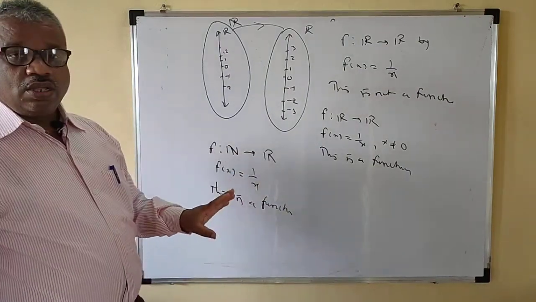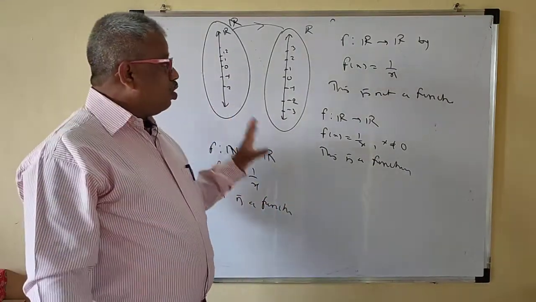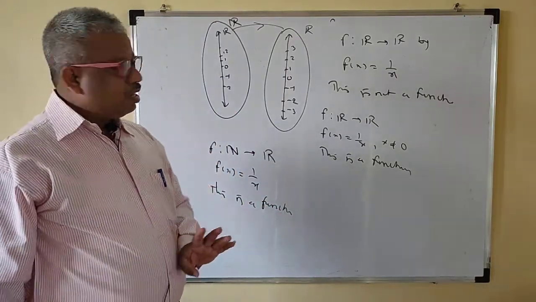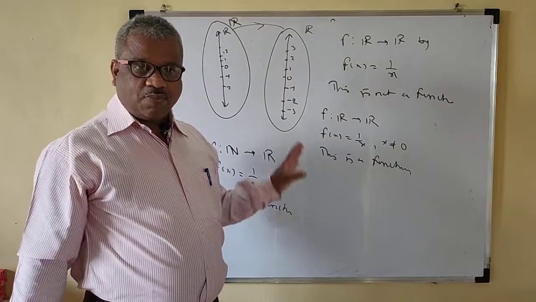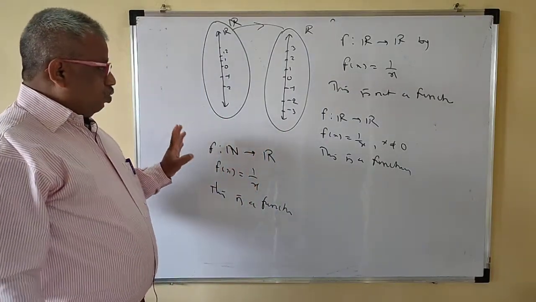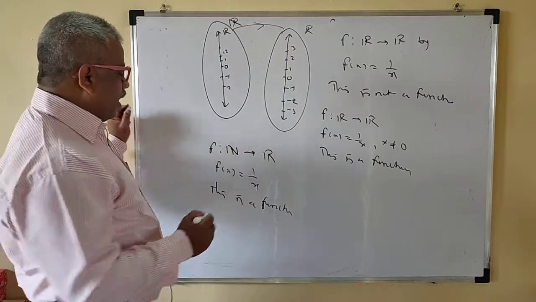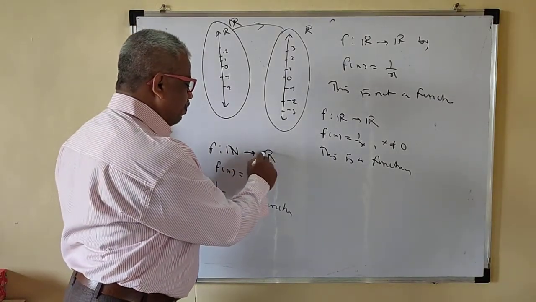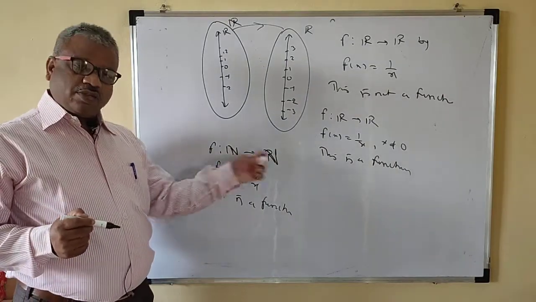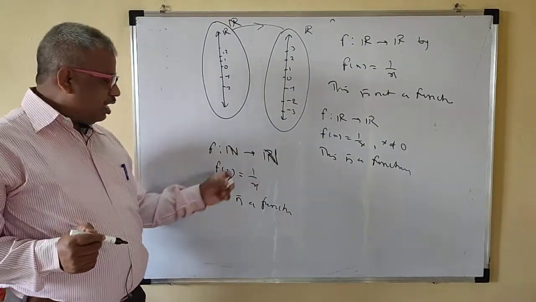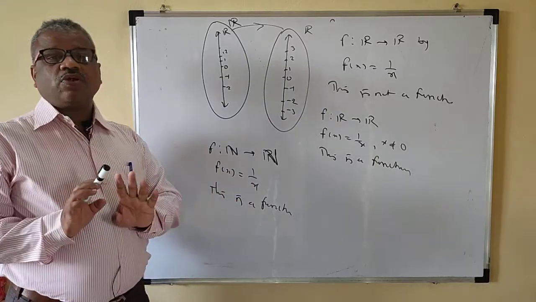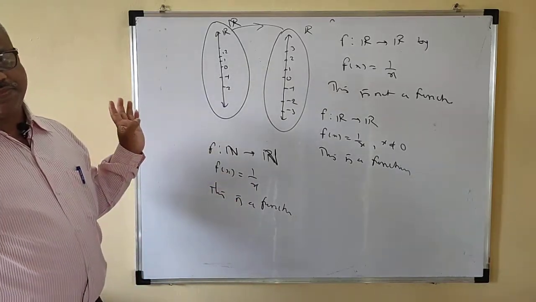So that means what? You must know your domain. You should understand domain and codomain, right? Domain and codomain play a very important role in a function. So if I define a function from natural numbers to natural numbers like this, f of x is equal to 1 upon x.